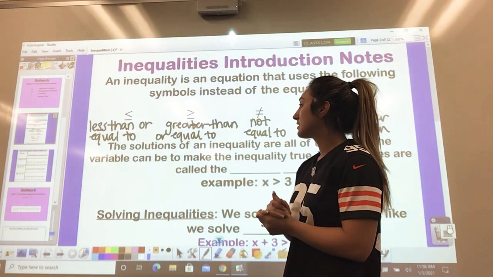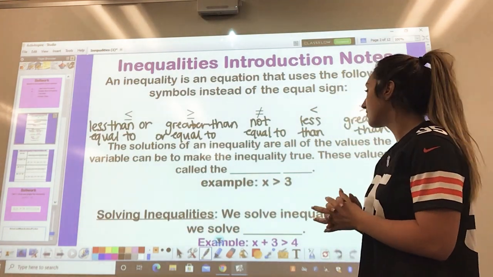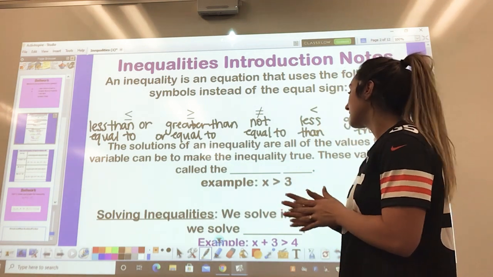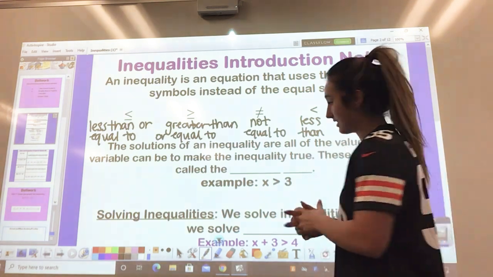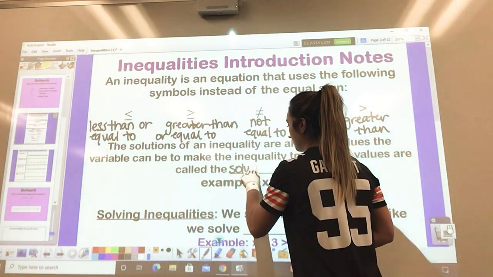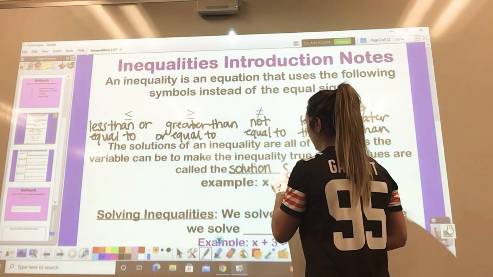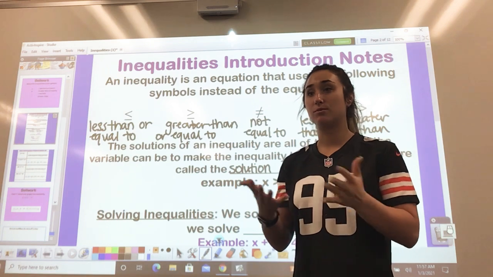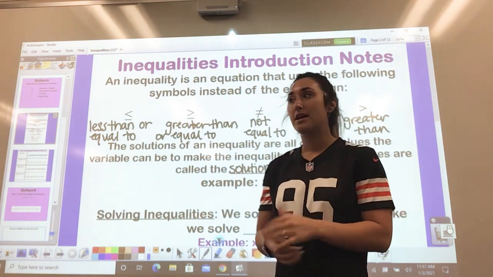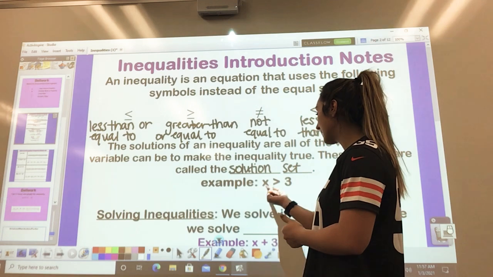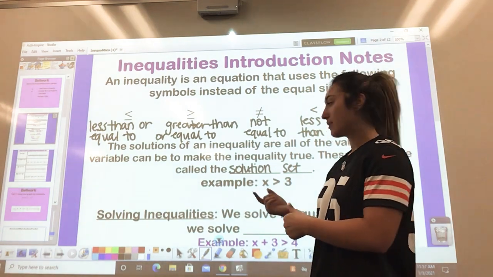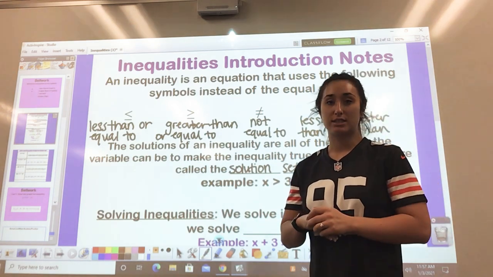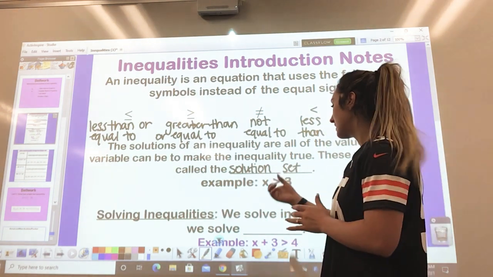So then next it says the solutions of an inequality are all of the values the variable can be to make the inequality true. These values are called the solution set. With the equations, we solved and got to an answer like x equals 4. That was the solution. Now we'll solve and get to an answer like x is greater than 3. So that could be a lot of numbers. There's a lot of numbers that could be greater than 3. That's why we call it a solution set. It's the entire set of numbers that x can be.